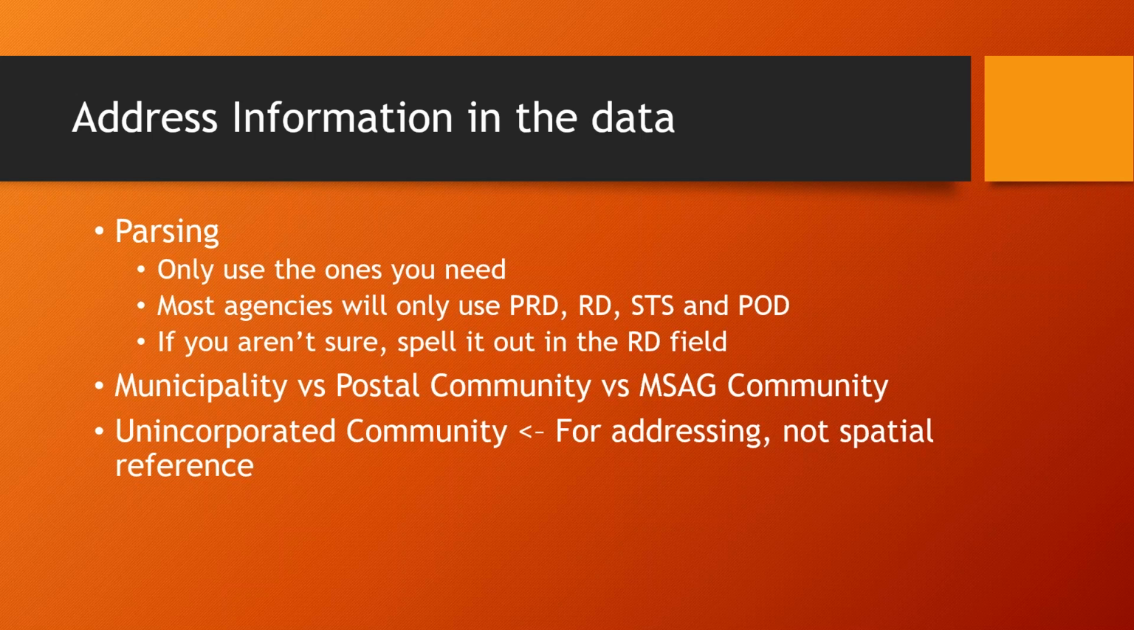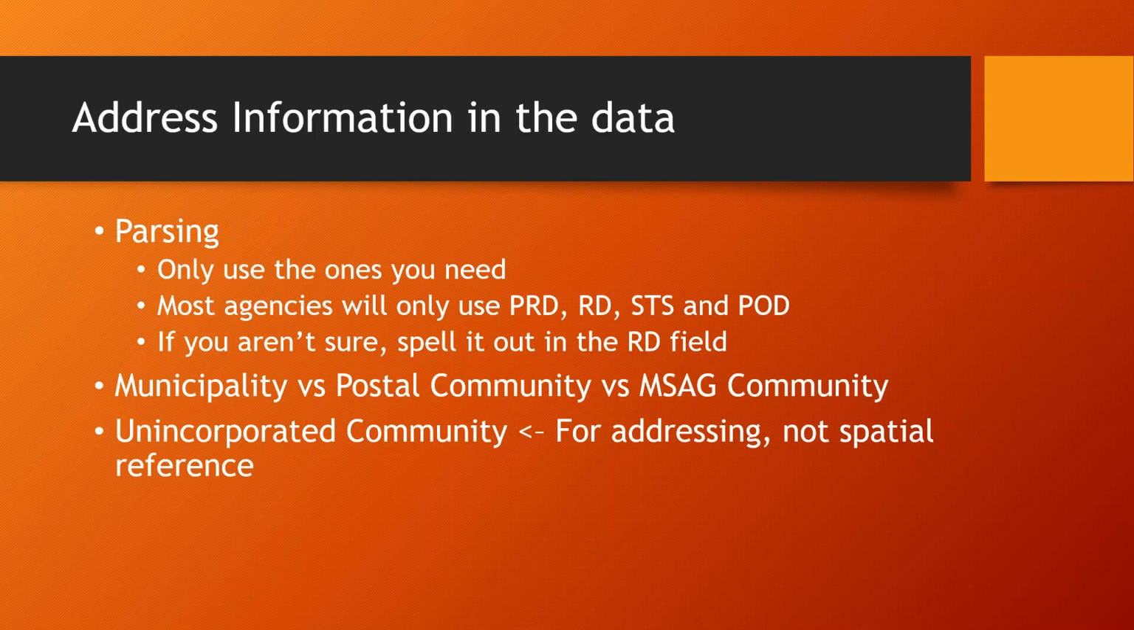First, there's the parsing of them. There are a whole bunch of fields in there, and that is only going to get worse in upcoming versions of the national data model. We have not pushed all of the potential fields down to you, nor are we likely to unless somebody communicates with us that they may have need for one of these weirder fields. But you only have to use the ones you need. And most agencies in the state of Kansas are only going to use the pre-directional, the road name, the suffix type, and the post-directional. And if you aren't sure what to do with a particular piece of road name data, you can always spell it out in the RD field. That's always acceptable.